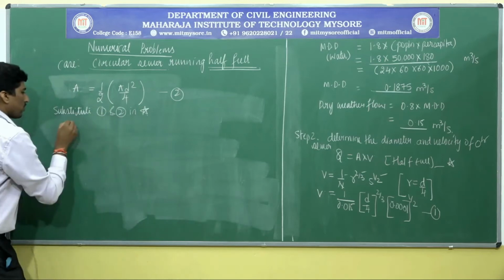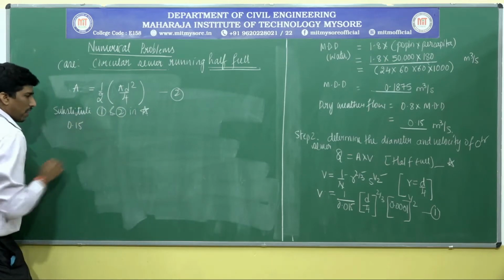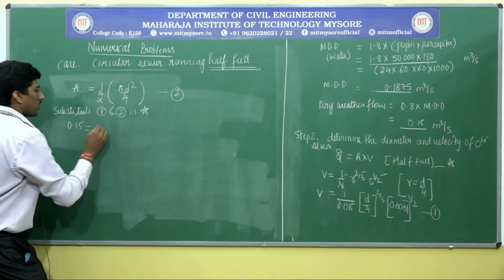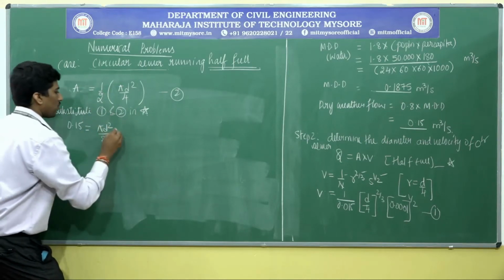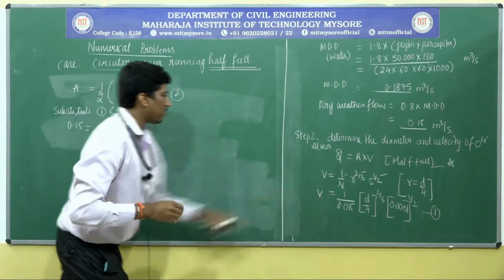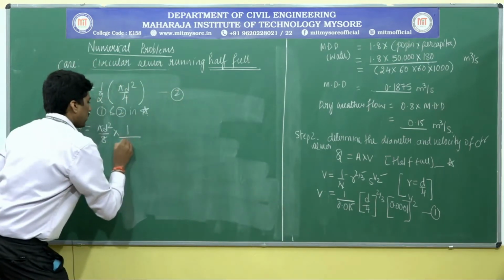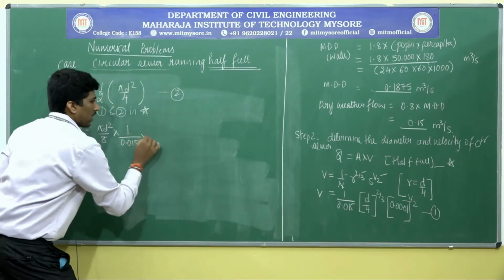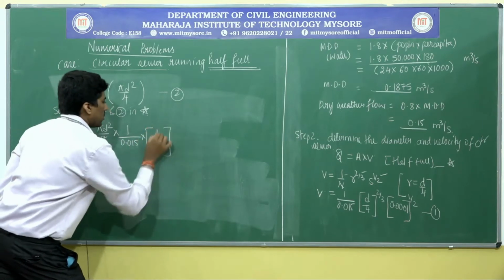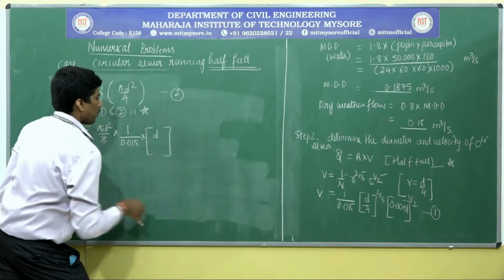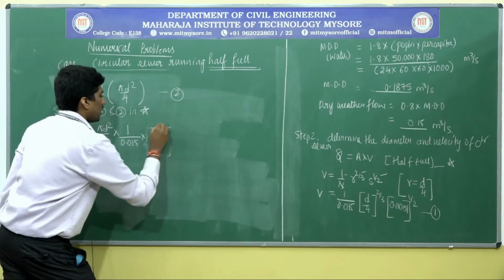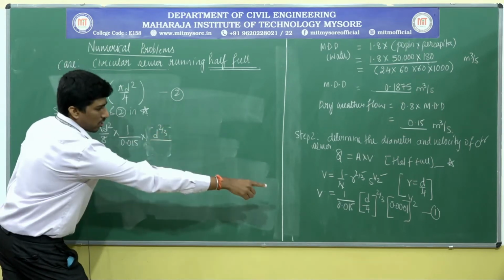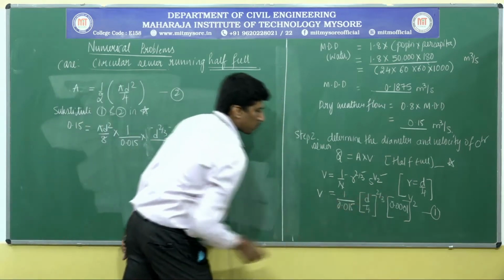So let us get to know. Therefore Q is equal to what? 0.15 is equal to pi D square divided by 8, okay, into what they have given, 1 divided by 0.015 into D, I can remove the bracket here, okay. So therefore D to the power of 2 by 3 and the 4 whole raised to the power of 2 by 3.